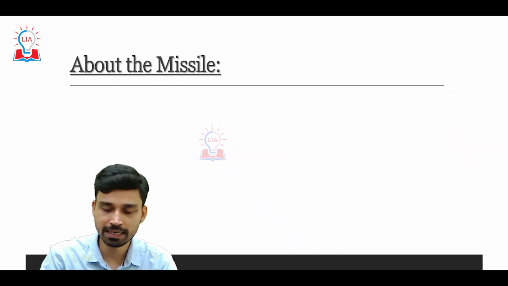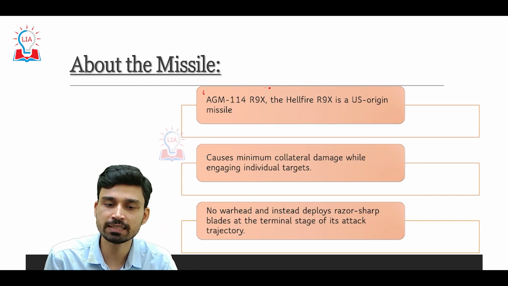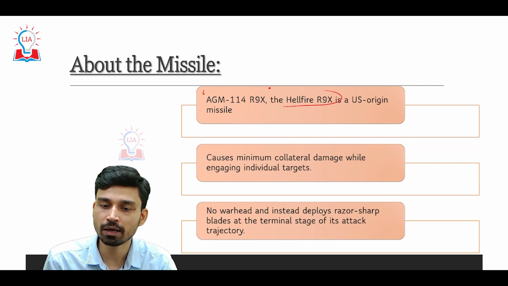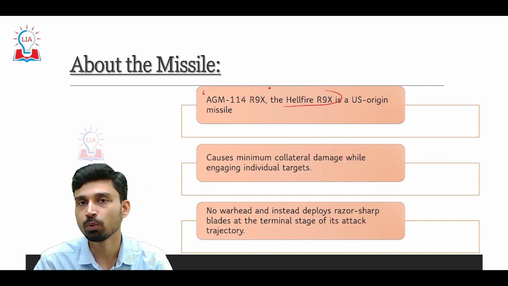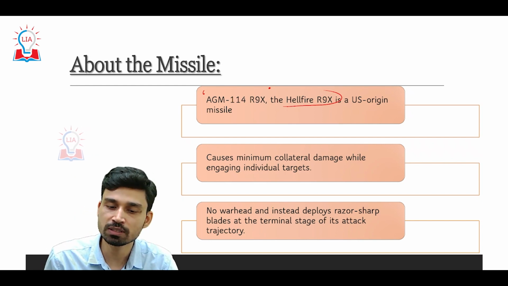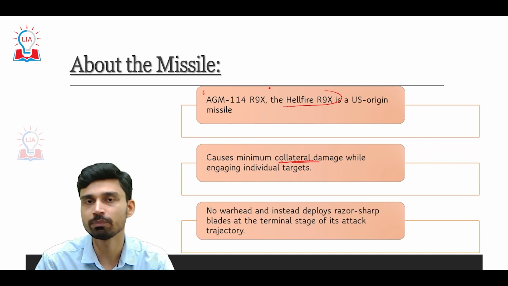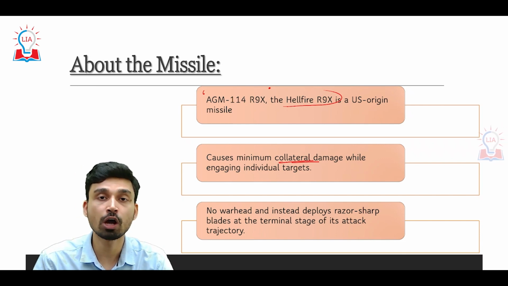Now let us try to understand this missile in slight detail. The technical name of this missile is AGM-114R9X. It is also known as the Hellfire R9X, which is a US-origin missile. The main advantage of using this missile is that it causes minimum collateral damage while engaging individual targets. That means if it is targeting a particular individual or area, the collateral damage, compared to conventional warhead missiles, is much lesser.